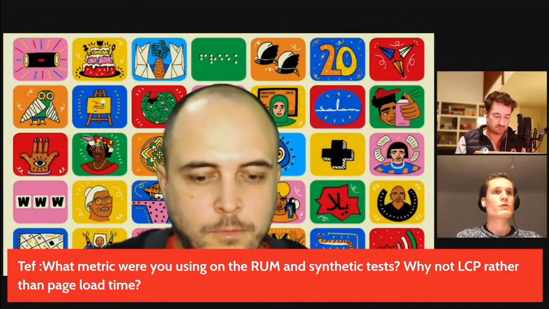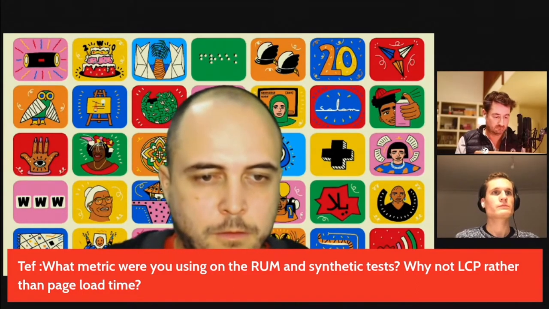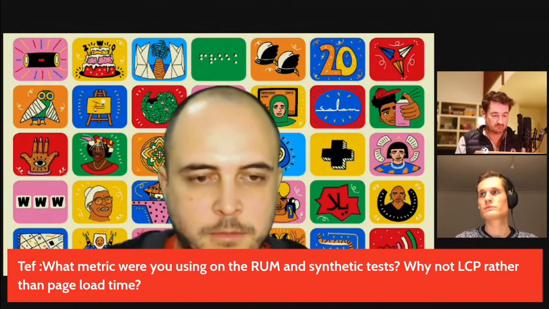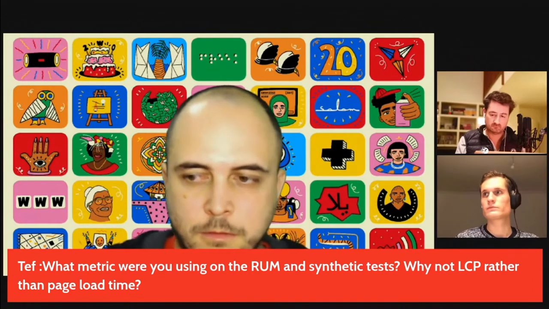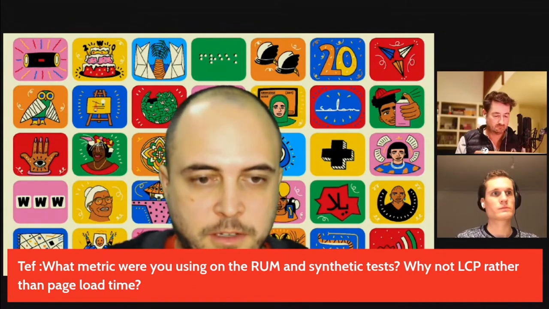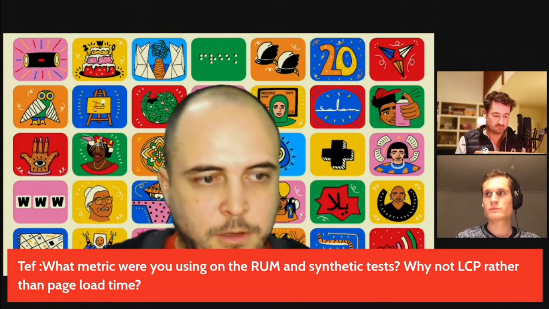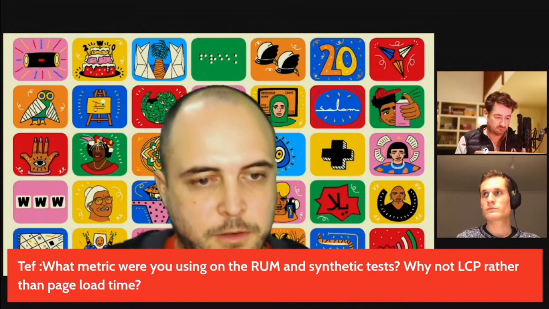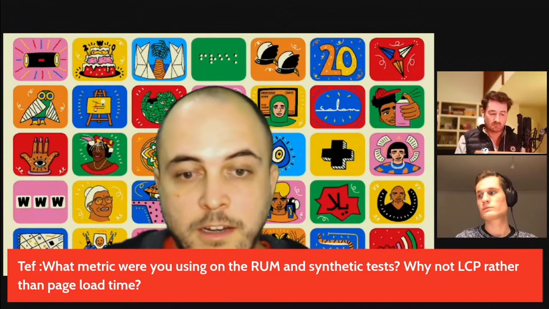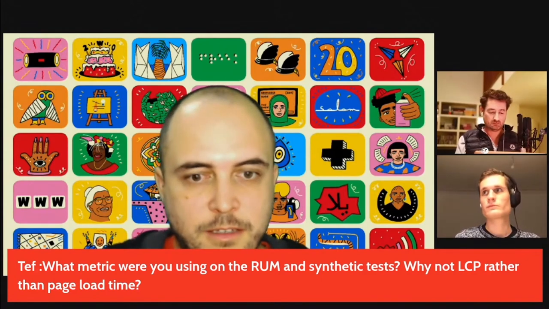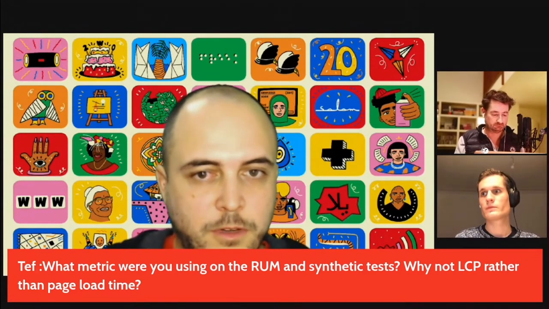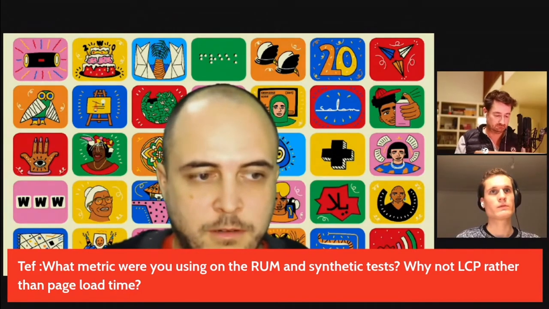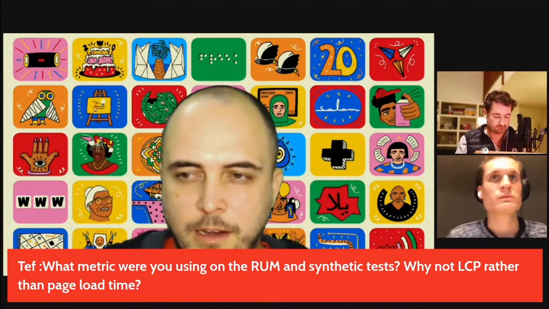So what metric were you using on the RUM and synthetic tests? Why not LCP rather than page load time? Synthetic tests were not part of this study, but the people that I work with had done user-centric studies with synthetic tests before and did not get great results in terms of correlation between user opinion and what synthetic tests could collect. So this was RUM only. Why not LCP? LCP came out in 2019. It was impossible to collect it on browsers at the time the study was done. We probably collect it now.